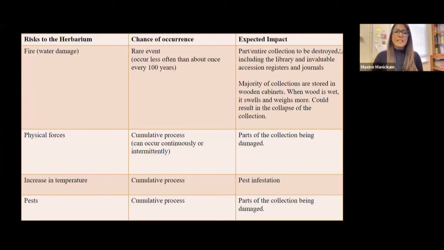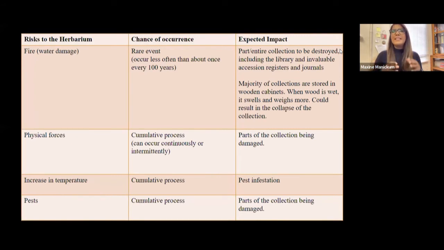So the very first risk is fire, and in brackets I have water damage. I will get to that in a minute or so. I categorize this as a rare event, the chance of occurrence. And in the manual, it says a rare event happens less often, or about once every 100 years.